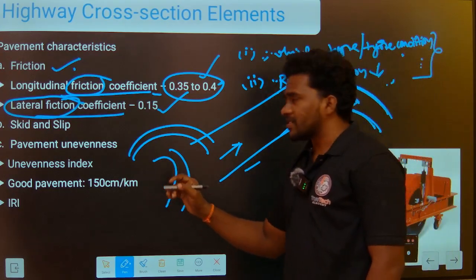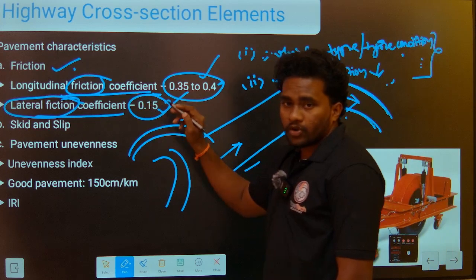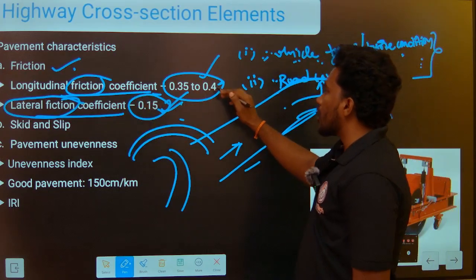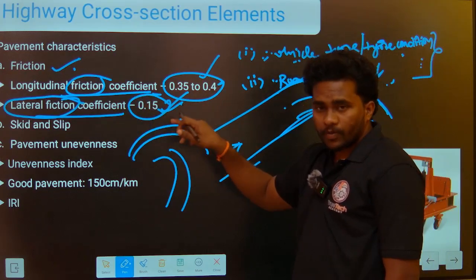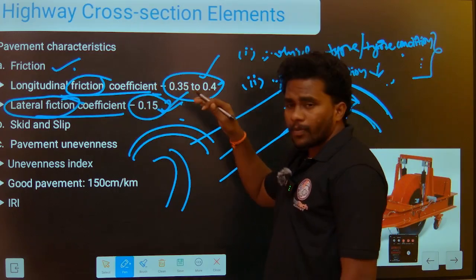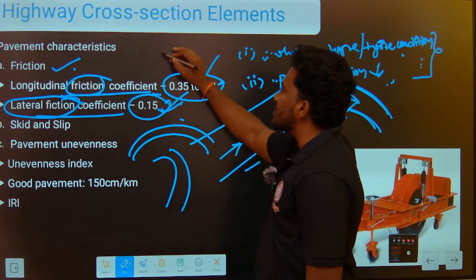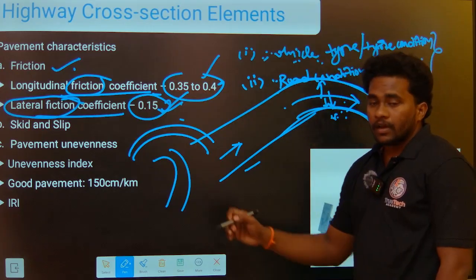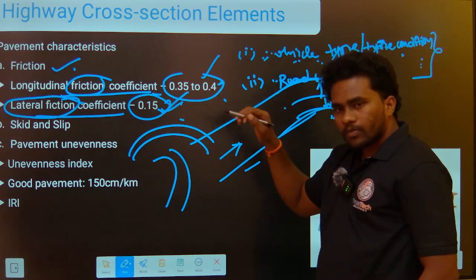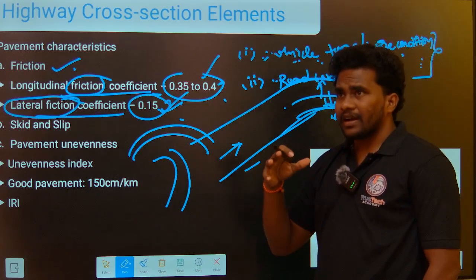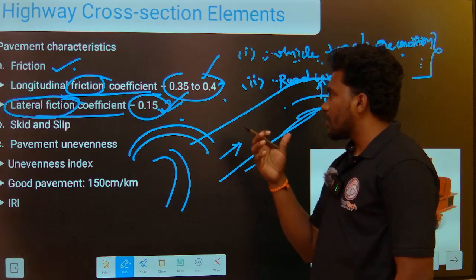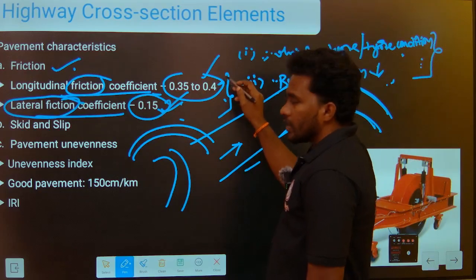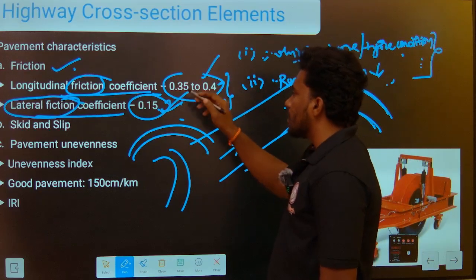As per the IRC, this is the value that is taken into consideration: the lateral friction coefficient is 0.15 and the longitudinal friction coefficient is 0.35 to 0.4. These are the values as per the IRC. These are the most important in competitive exams. They will ask in the exams also. So these are important.